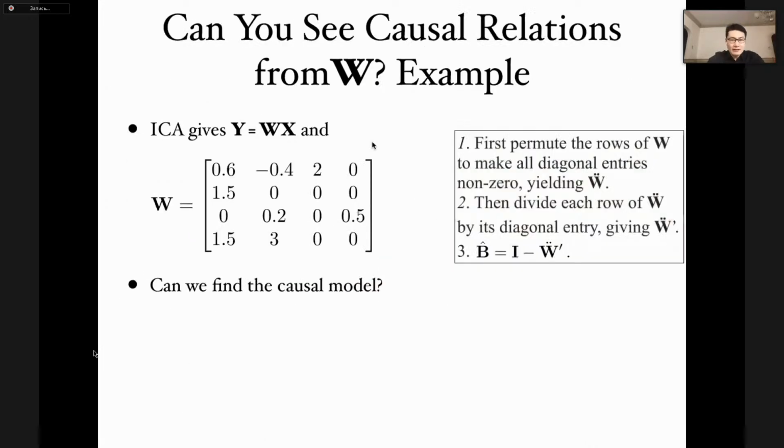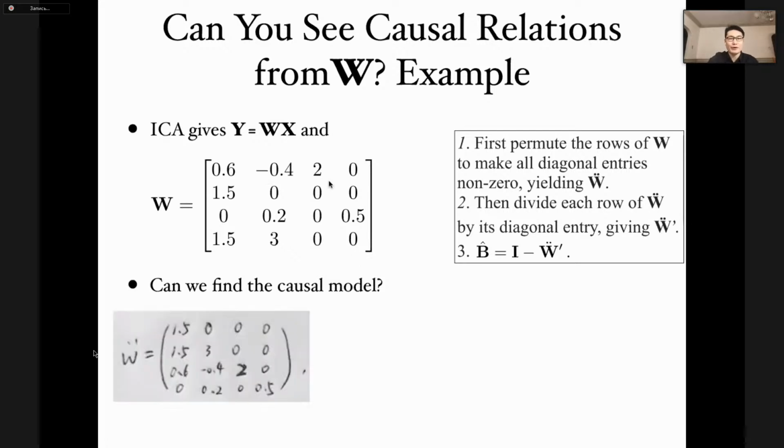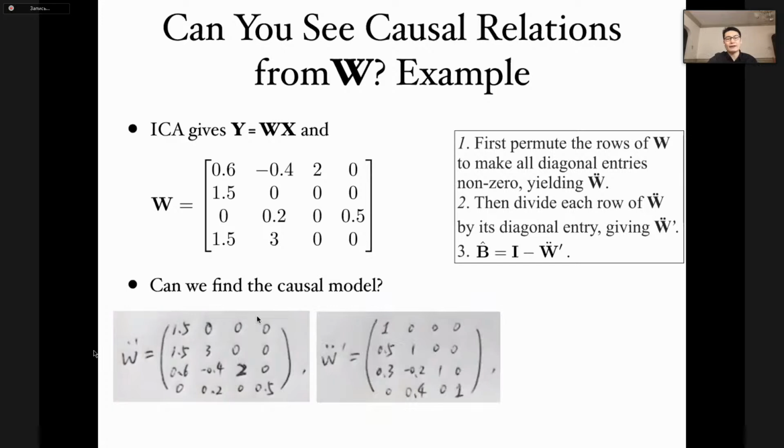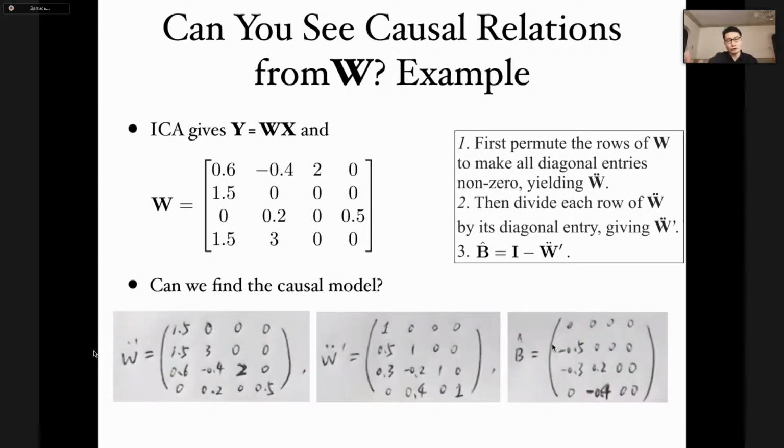So suppose this is W. Now we just need to do three things to find the B matrix. First, we permute the rows of this matrix to make all diagonal entries non-zero. Right here, you can see I have to permute the rows of the matrix this way, to make sure all diagonal entries are non-zero. The second is to divide each row by its diagonal entry. After that, all entries on the diagonal are just one. And then B, the causal adjacency matrix, is just the identity matrix minus this matrix, as you can see from here. And then the diagonal entries will be zero.